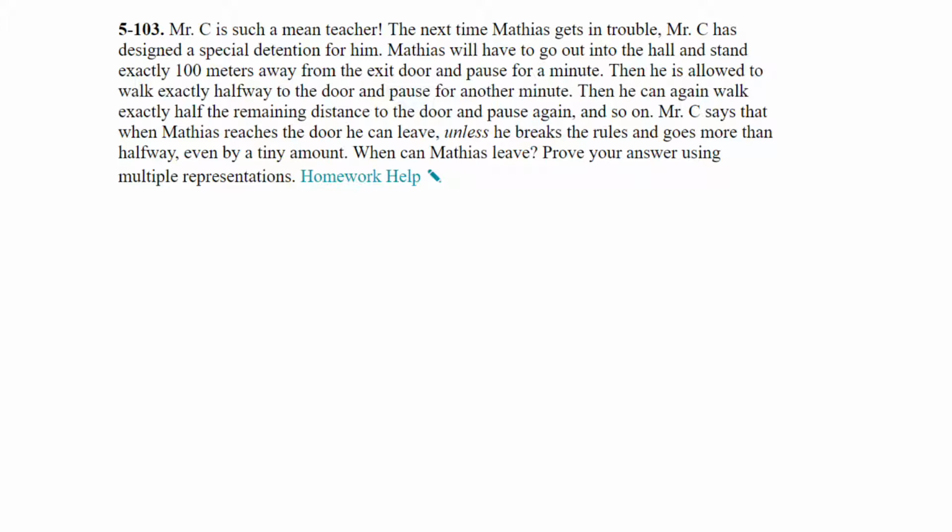So if we're looking at this, one way we can look at this is by a diagram. And if here is the door, and here is where Matthias stands, which is 100 meters away. And then for every minute, he gets to go halfway. So in 1 minute, he is at 50 meters. And then he goes and waits, and then another minute, so we'll say 2 minutes, he is at 25 meters. And then he goes halfway again, which is 12.5 meters.